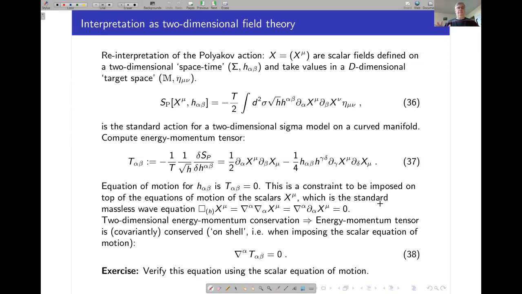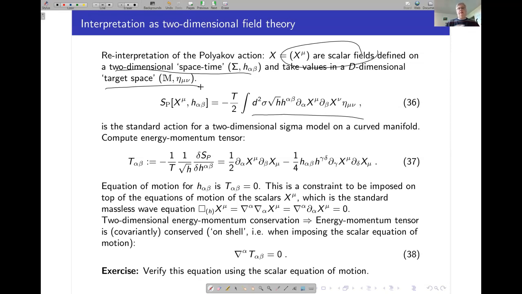Normally, we say what the action describes is a string moving in a d-dimensional Minkowski space, but due to the standard field theoretical form that this Polyakov action has, we can turn the logic around and read sigma as a kind of two-dimensional space-time on which we have a bunch of scalar fields which happen to take value in a special type of target space, which is Minkowski space. So that is the reading as a two-dimensional sigma model.